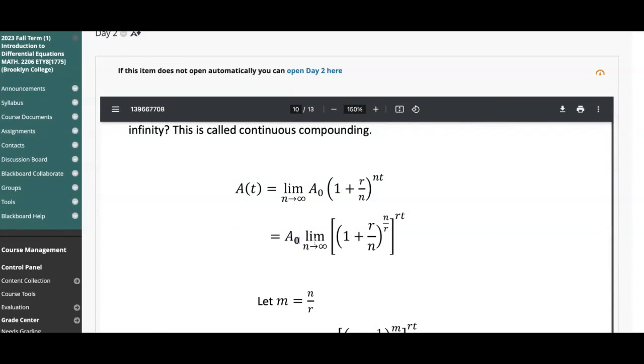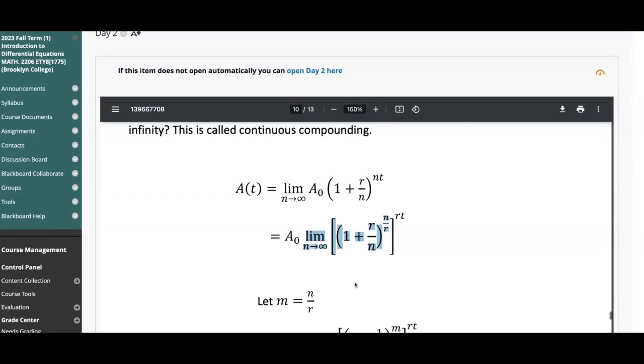And then what is the limit of this as n goes to infinity? 1 plus r over n raised to the power n over r. That's the definition of E, the Euler number. E can be approximated, just like pi, but it's an irrational number. So this is the definition of it.